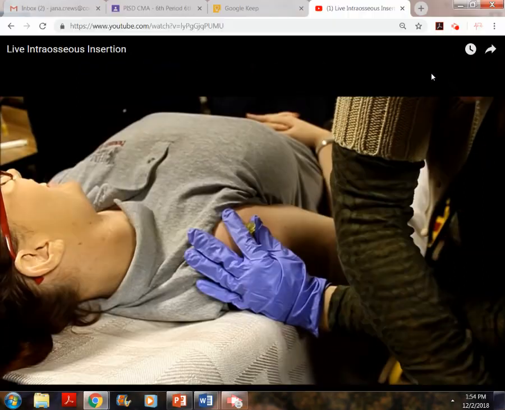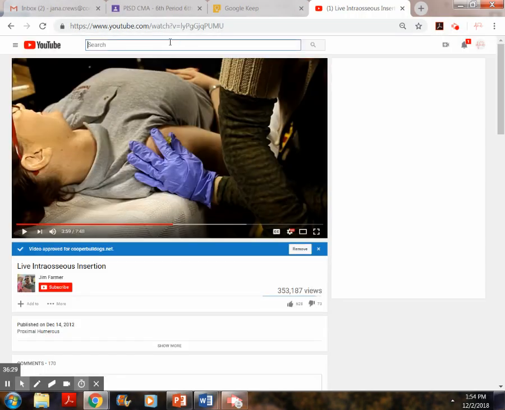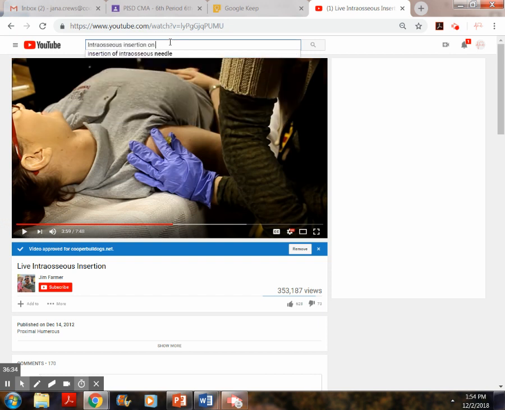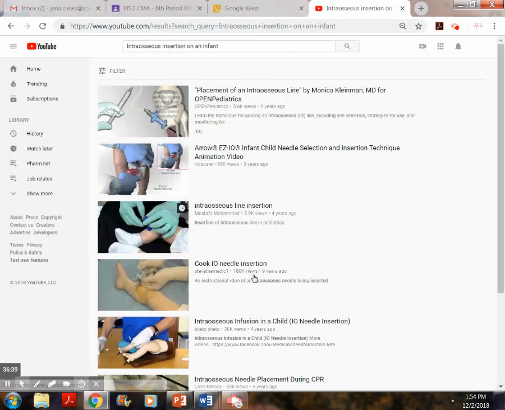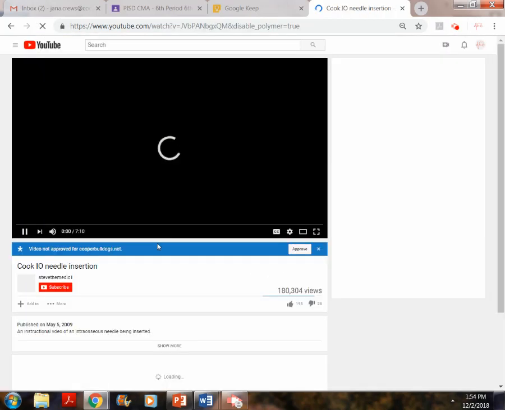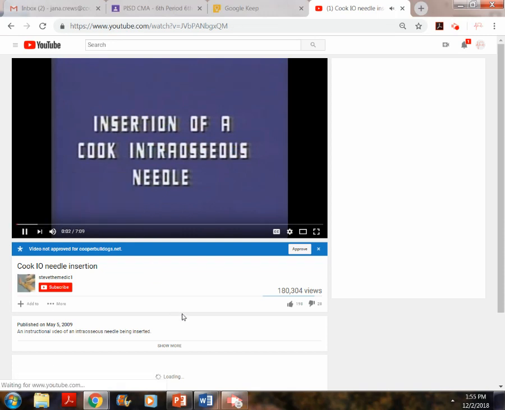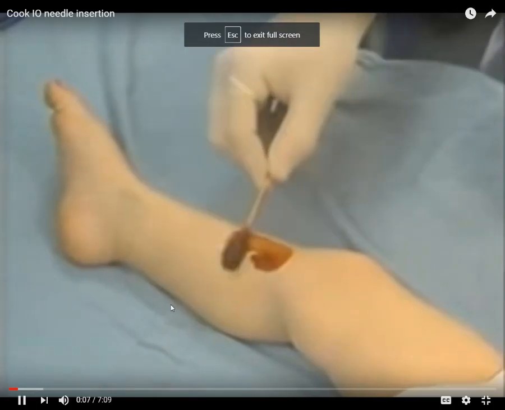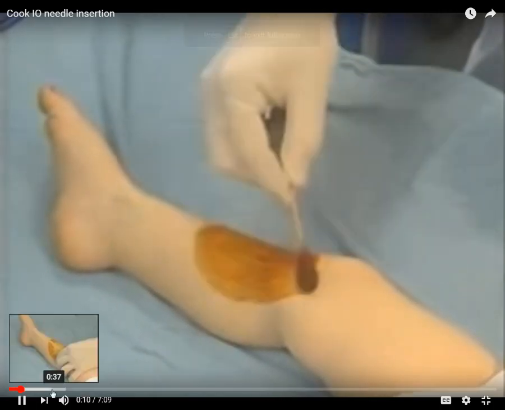Now, let's look at an IO on a child. Hopefully this is one. We are not going to watch a real baby because it just, well, there you go. There's a kiddo. And once again, let's look at a natural intraosseous infusion on a living patient.